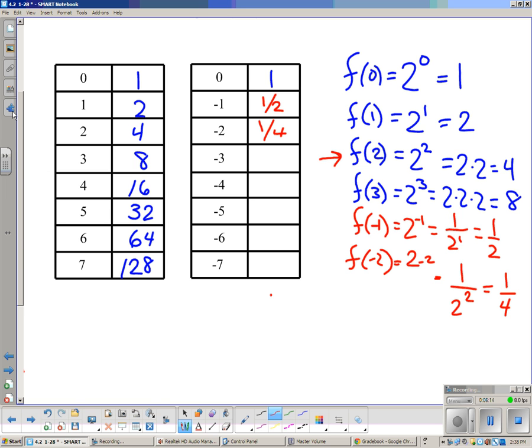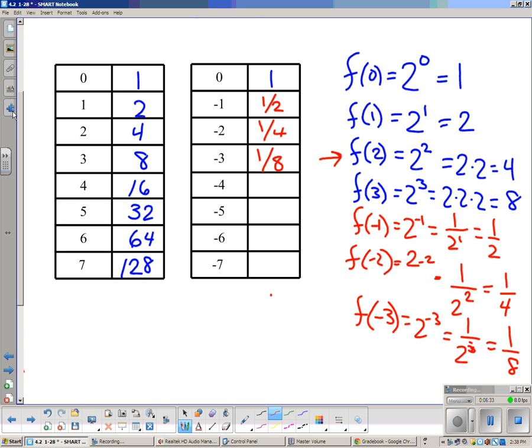All right, let me do one more and then we'll take a look at a pattern. So the function at -3, 2 to the -3 power, 1 over 2 cubed. And again, we already did 2 cubed above. We know that that's 8. So this is 1 over 8.